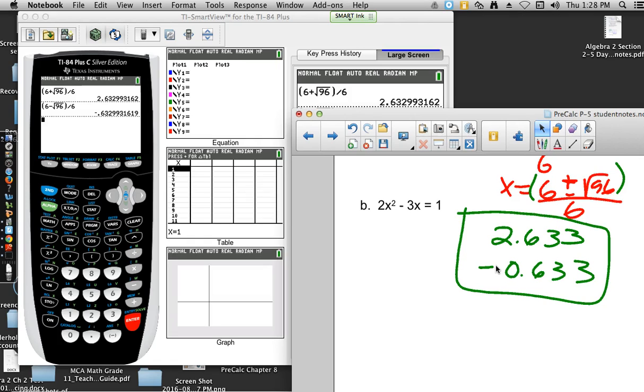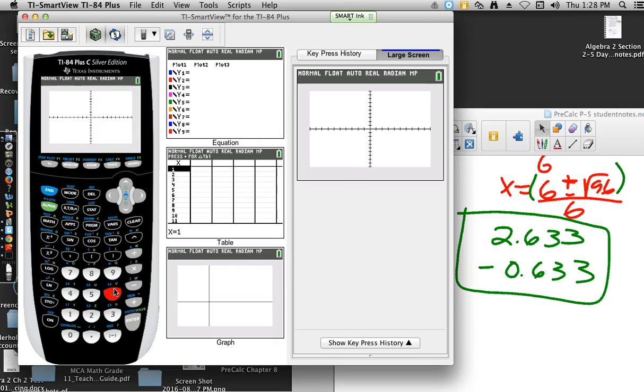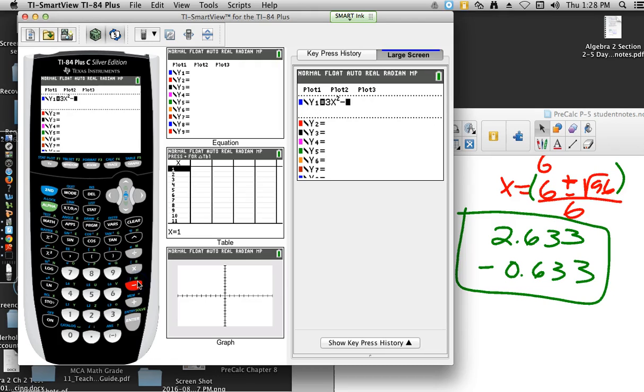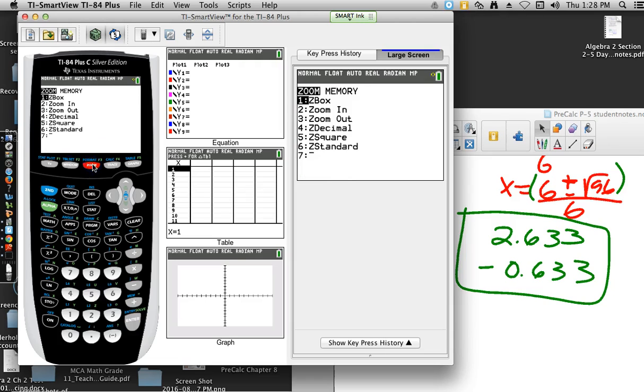Now, pretty obviously, we also could have gotten that graphically, because we can graph all of our quadratics. We could go into y equals and put in the 3x squared minus 6x minus 5. Graph that.